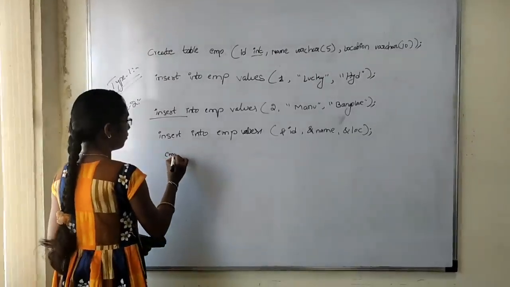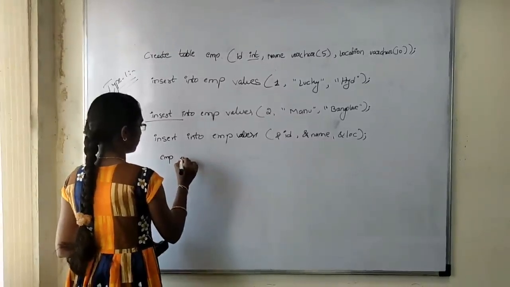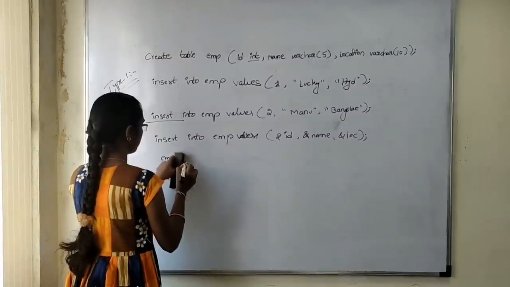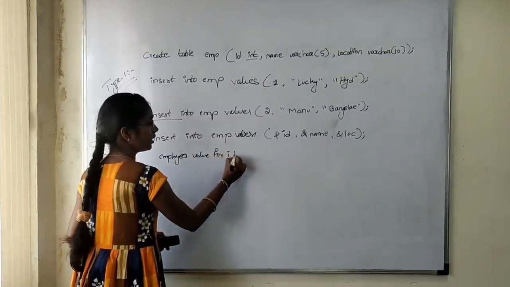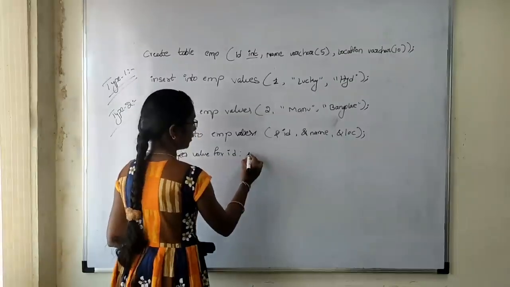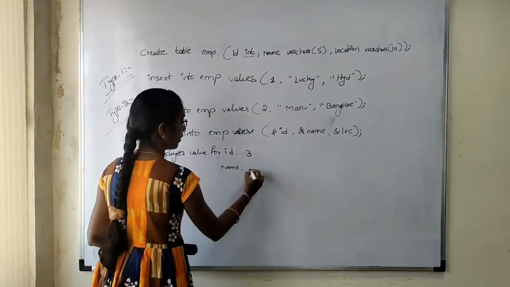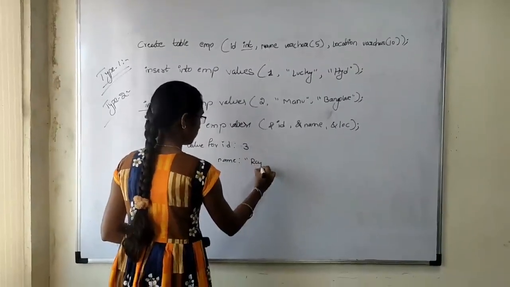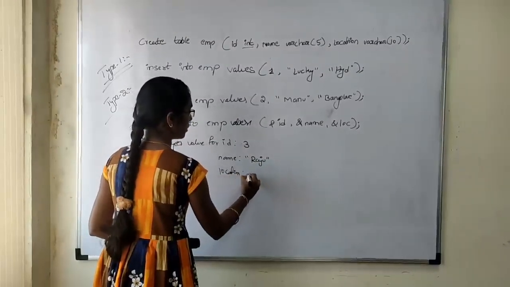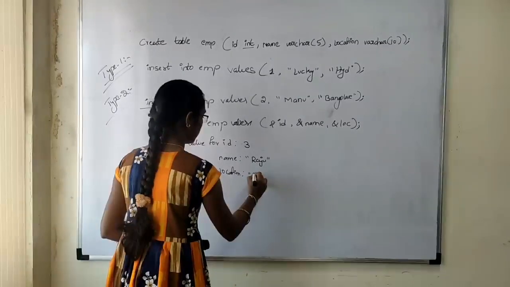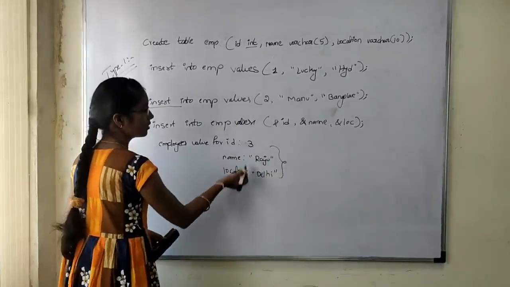So now insert into employee values. For ID we need to mention the ID number is 3, and the name is and the location is. So we need to mention it like this. Here values can be inserted like so.